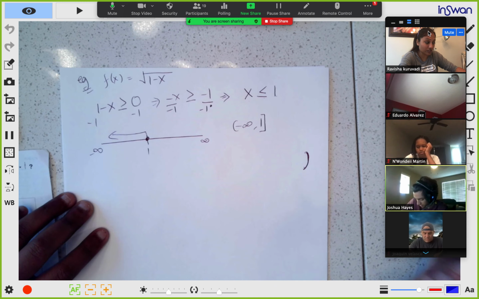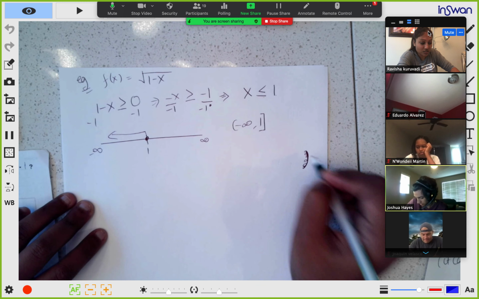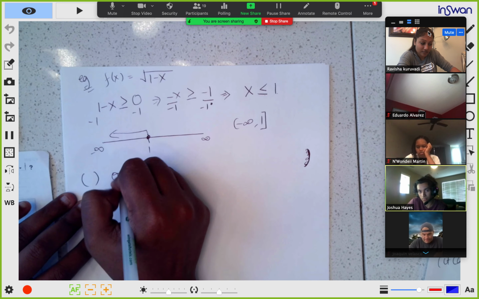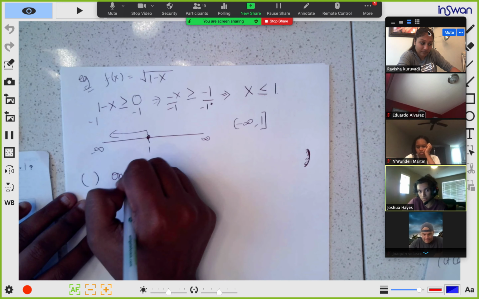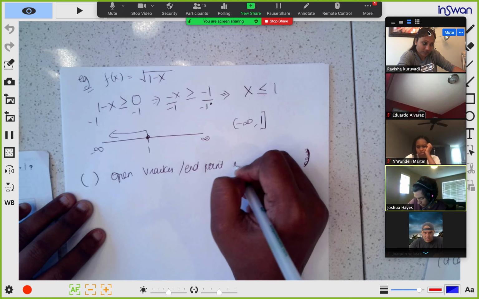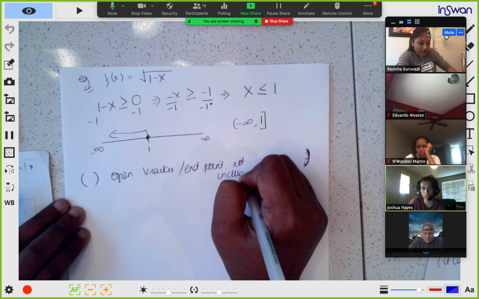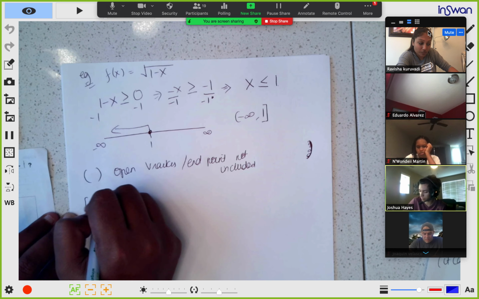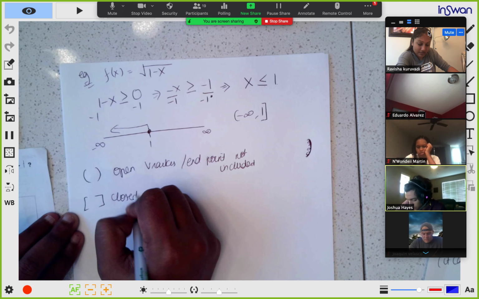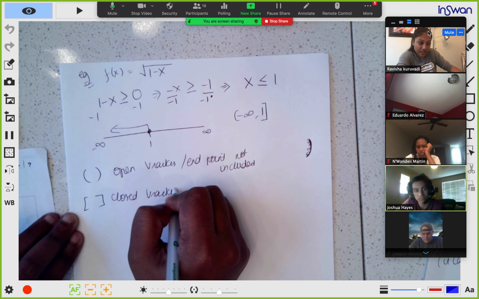So that's the difference between this bracket and this one. This thing is known as an open bracket: endpoints not included. This thing means a closed bracket, we call it a closed bracket: endpoints included.